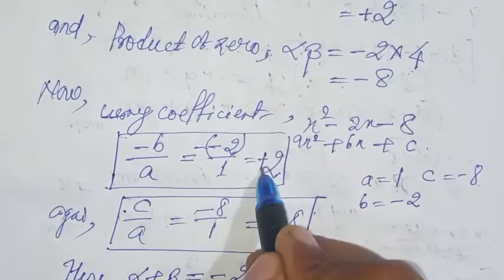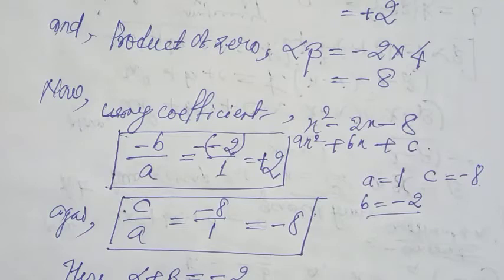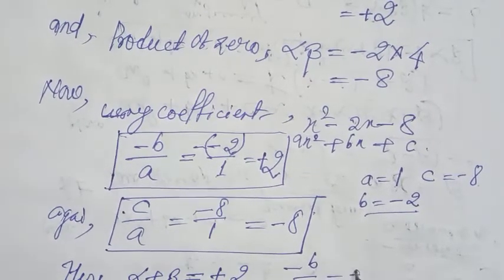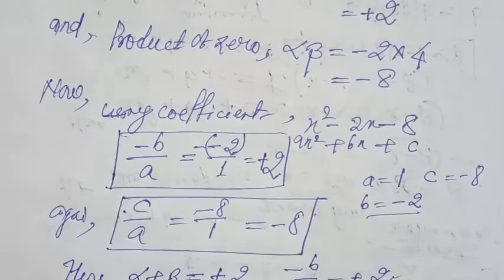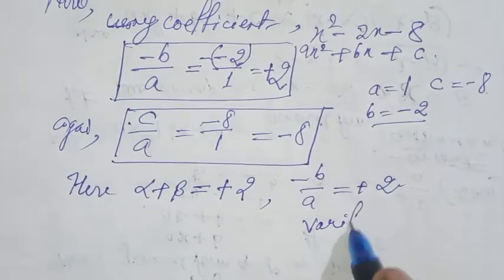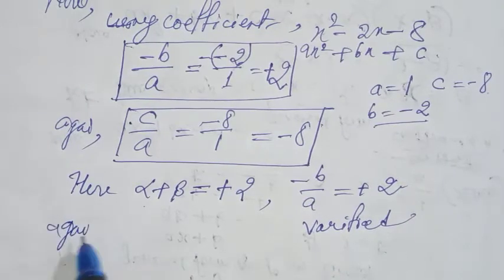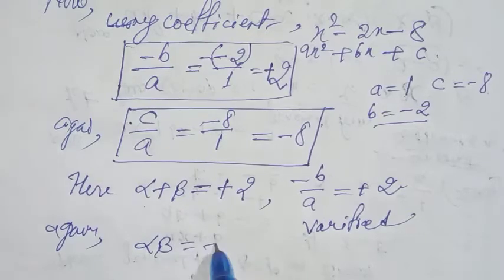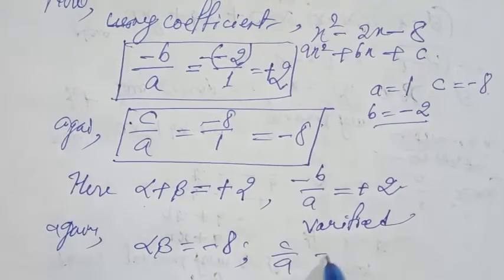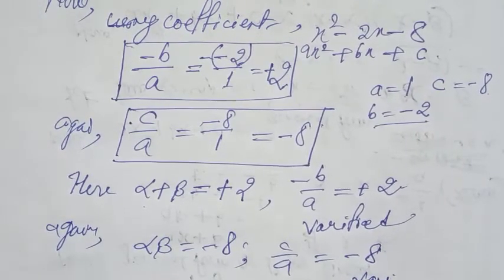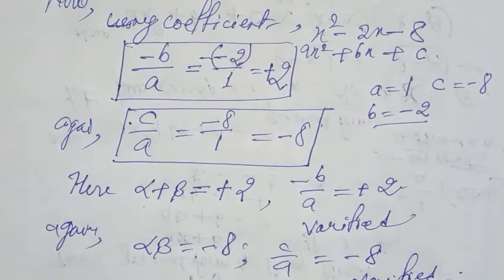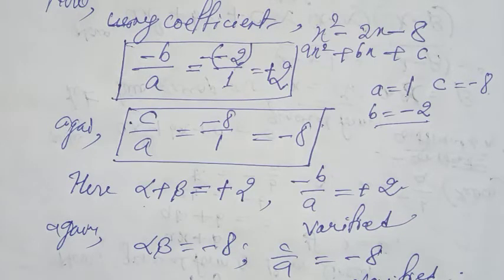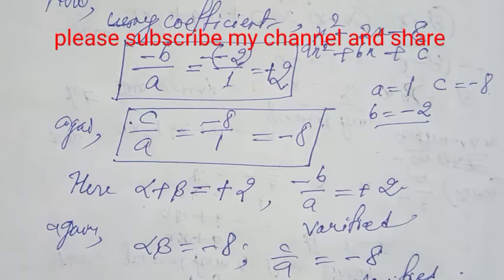Here you see this is minus, minus, minus, plus, because b is minus. So alpha plus beta equals plus 2, and minus b by a is also plus 2. This is verified. Again, alpha beta equals minus 8 and c by a equals also minus 8, which is also verified. In this way, the coefficients and zeros both are the same. So in this way we can verify the sum and product. Like this you have to do for the next.